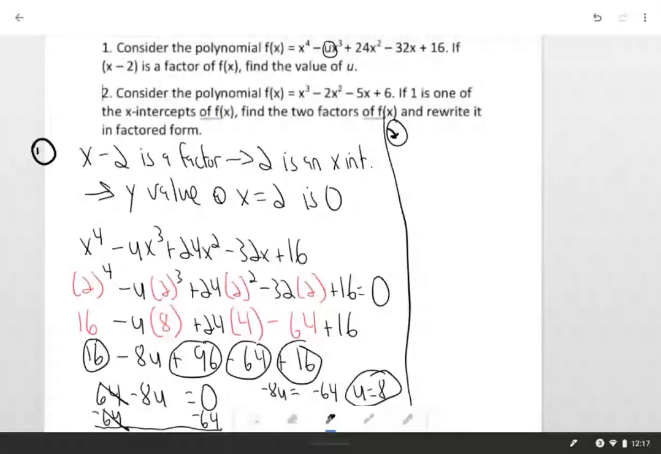The key with this is that we knew that x minus 2 is a factor. If x minus 2 is a factor, therefore we know that positive 2 is an x-intercept. And if positive 2 is an x-intercept, that means the y value at x equals 2 is 0. So I was able to plug in 2 for x and then basically set it equal to 0 in order to find the value of u.